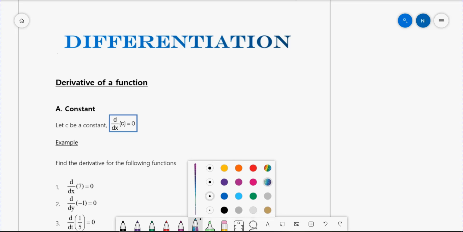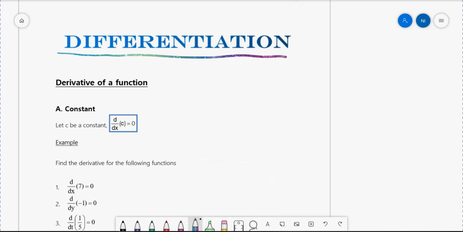Okay, differentiation here. The first subtopic will be derivative of a function. First is for constant. Let C be a constant. That means differentiate C with respect to x or anything will be equal to 0.